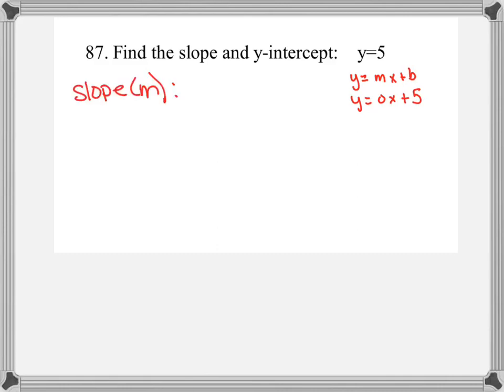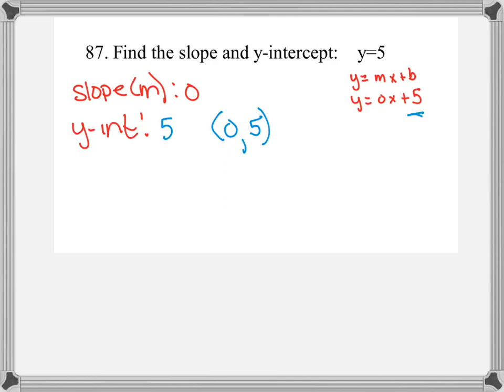That means that our slope, our m, is 0. Please do not say there is no slope, because what does that mean? Does that mean slope is 0? Does that mean slope is undefined? To me, the term no slope is ambiguous. So slope here is 0. The y-intercept, which is the number in the spot where the b is, is 5. Or as a coordinate, (0, 5).